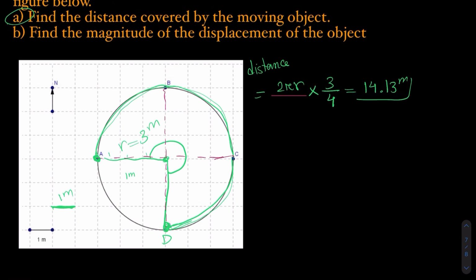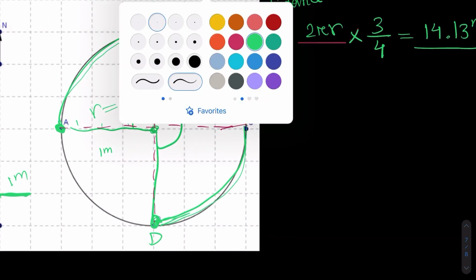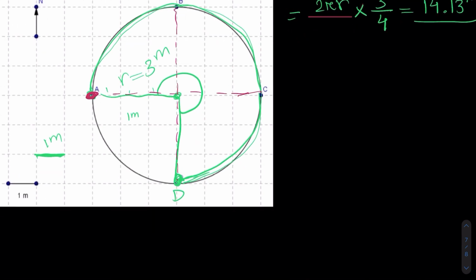But the next part is asking about the magnitude of the displacement of the object, and for the displacement I need to have a look to see where my initial position is, which is here at A, and where my final position is, and that is at this point. So then I can just draw the line straight, actually a vector, which shows the displacement. So that is my displacement vector, and I need to find out the magnitude of this displacement.